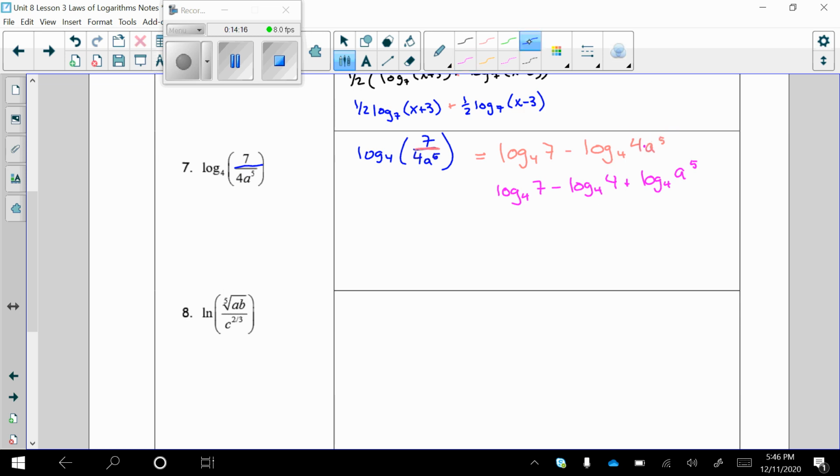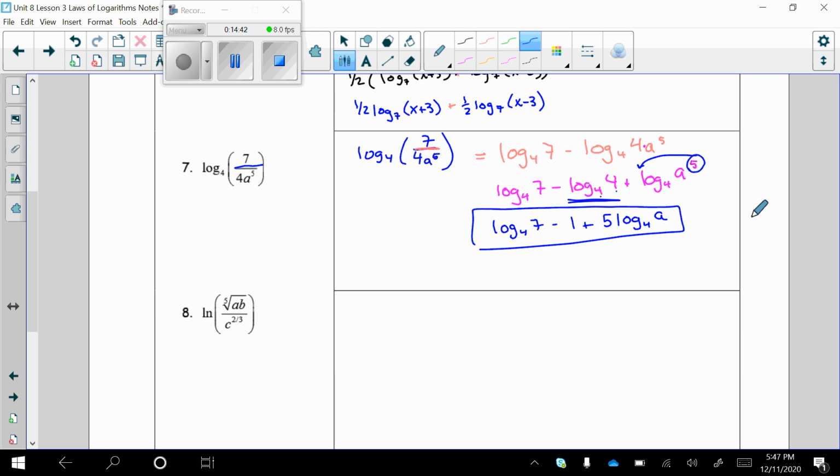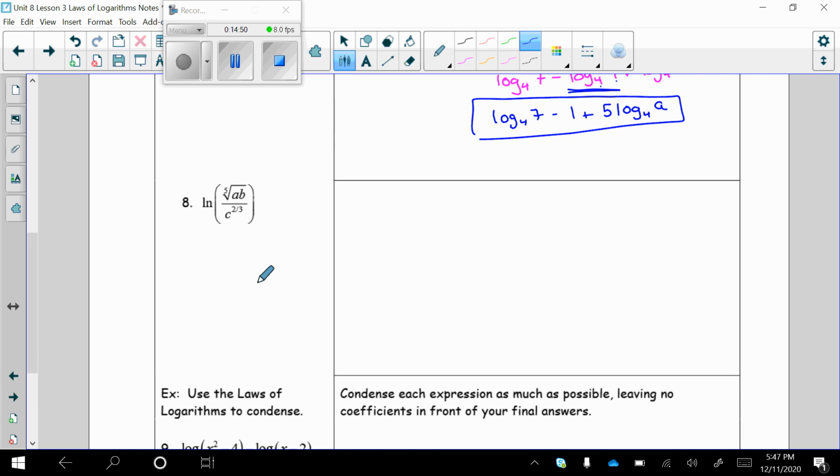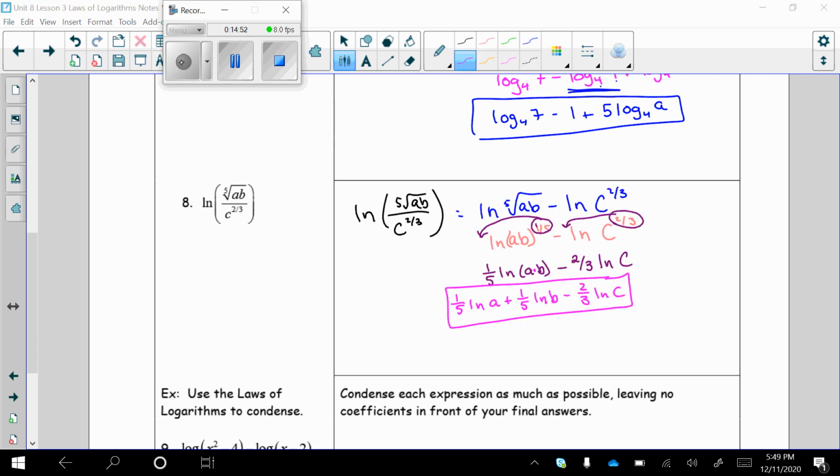All right, and then we have a couple more things to simplify. This follows our rule where our base matches what we're taking the log of. So if those two match, then our answer is just 1. So we have log base 4 of 7 minus 1 plus, and then we have this exponent here that needs to move to the front, 5 times log base 4 of a. And so this is actually your final answer. You're welcome to move that minus 1 to the back side, but it doesn't really matter. All right, and then last one here, go ahead and do this on your own.